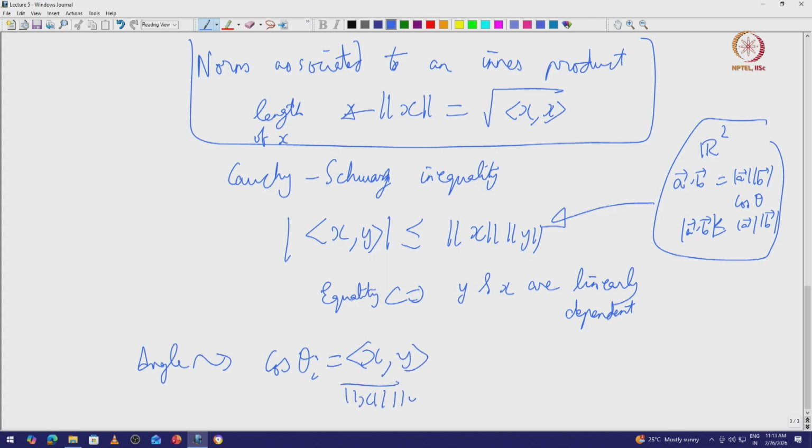Okay, this is a definition in higher dimensions, right? Now using this Cauchy-Schwarz inequality, we can prove that the norm of x plus y is less than or equal to norm x plus norm y. This is the so-called triangle inequality.